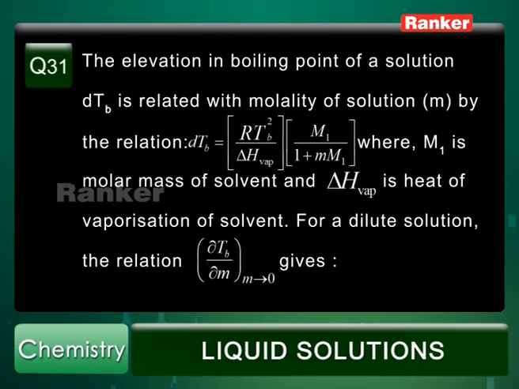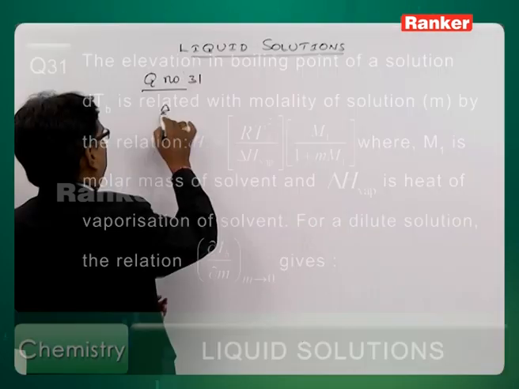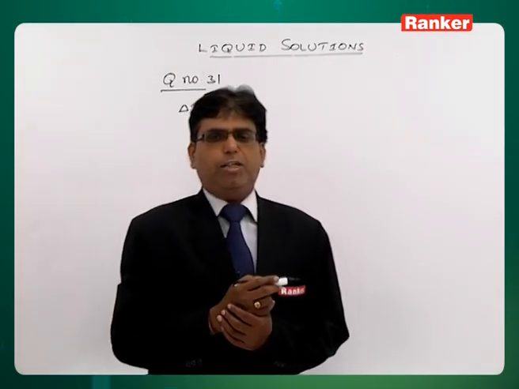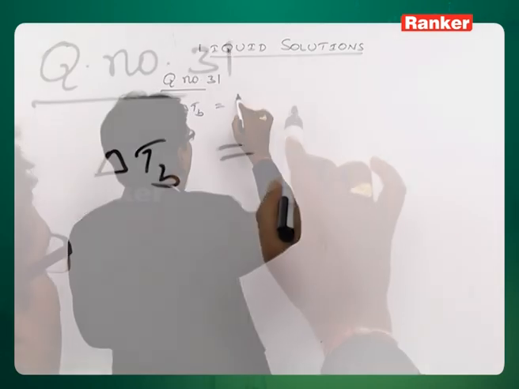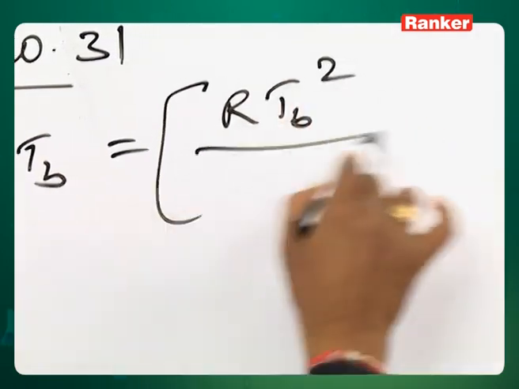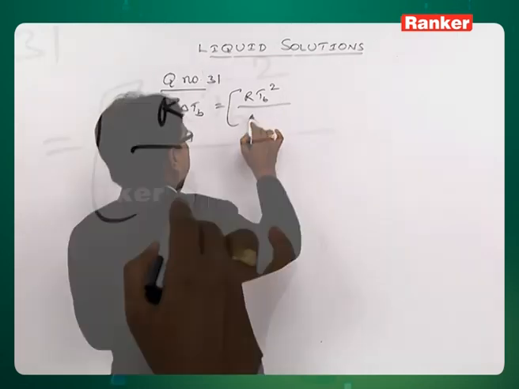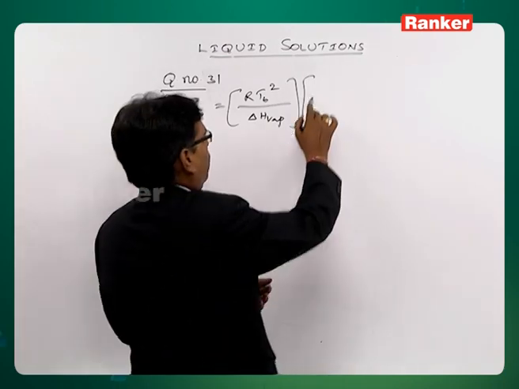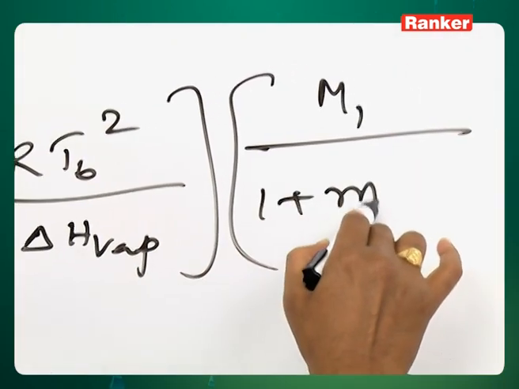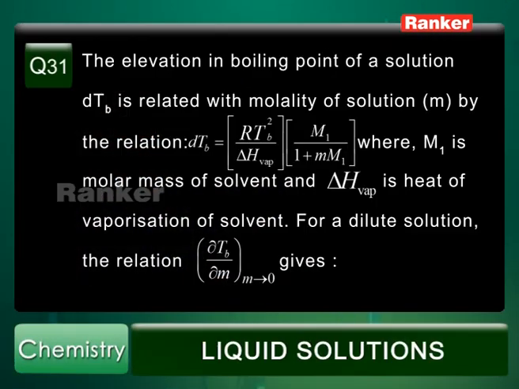The elevation in boiling point of a solution, delta Tb or dTb, anything we can write, is related to molality by the relation that delta Tb is equal to RTb square by delta H vaporization into M1 by 1 plus mM1, where M1 is the molar mass of the solvent and delta H vaporization is the heat of vaporization of the solvent. Then for a dilute solution, the relation delta Tb by delta m, where m tends to 0.